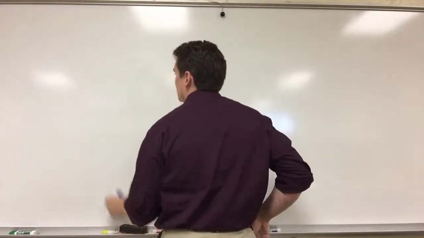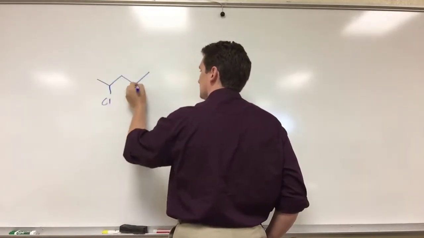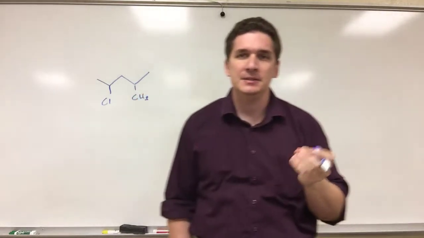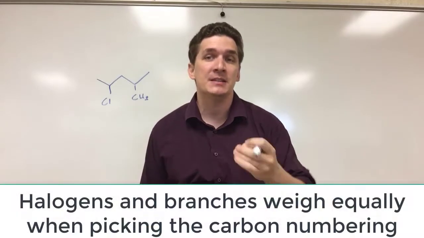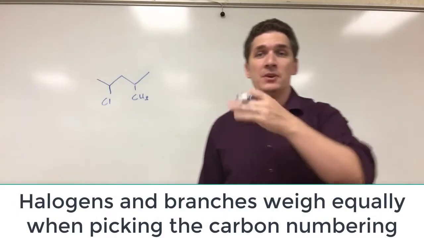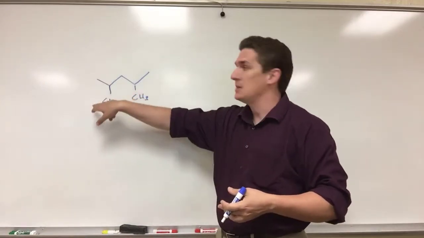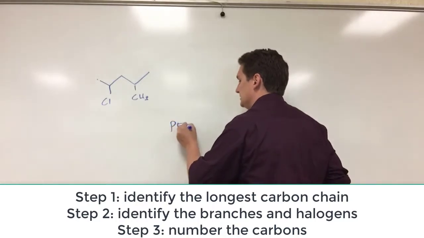So substitutive naming, we draw the compound here. Is we're going to treat chlorine and any branches equivalently. So they are basically going to be named as if they were a branch. Now, we're going to follow the same procedure we did before with branched alkanes. So we have, look at our longest carbon chain, it's 1, 2, 3, 4, 5. So this is pentane.